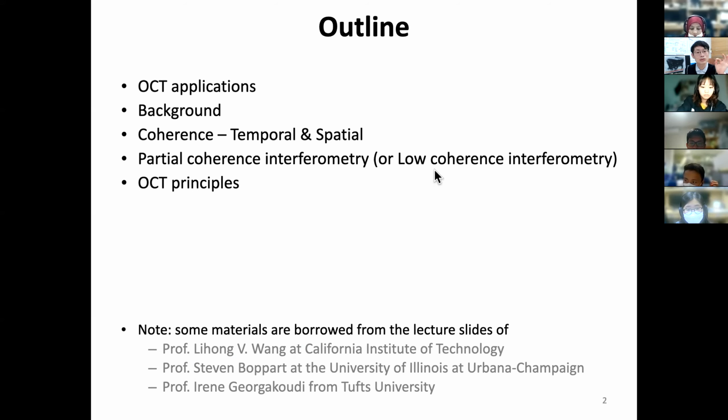And in between, there's partial coherence interferometry, or what we call low coherence interferometry. This is exactly what describes the physical principle of optical coherence tomography, and how to build OCT and how to do signal processing, I'll go over with you. And as I'm not majoring in OCT, I borrowed a number of good slides from very good scholars from the world. So that's what I want to say here.